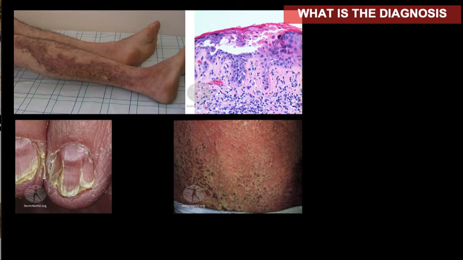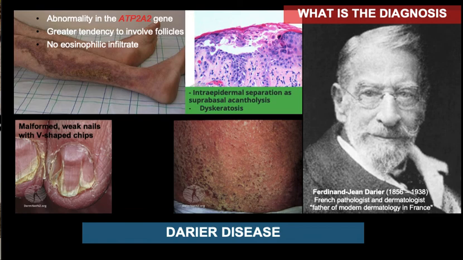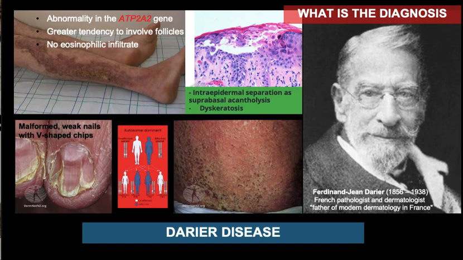The second condition that is similar to Grover's disease, where you see, in addition to the nail malformation, these lesions of the leg and the trunk, and when you look at the biopsy, the split looks wider, suprabasal, and also we have dyskeratotic cells at the top. So this is Darier disease. It was named after the French pathologist and dermatologist, well-known Darier. He was named the father of modern dermatology in France. And usually this disease happens because of ATP2A2 gene abnormality, and it tends also to involve the follicles. It is an autosomal dominant condition, so it will help you if family history is included.